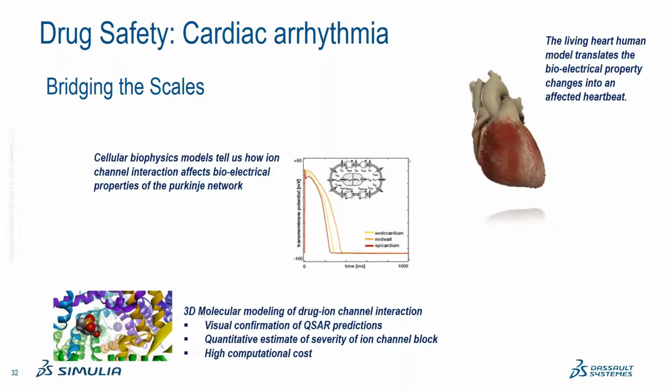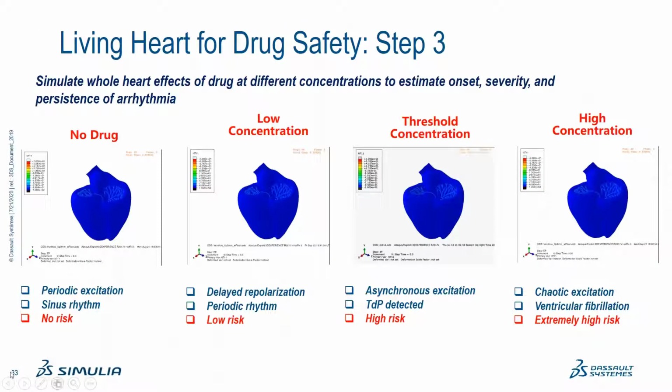This really is the cutting edge of multidisciplinary simulation. By coupling molecular modeling to characterize the interaction of a drug with an ion channel, with models that relate those ion channel changes to their effect on the bioelectrical properties of the network in the heart that are responsible for transmitting signals, and their effects on the responsiveness of muscle fibers to excitation, and then mapping that into the living heart human model you saw on the first two slides, we can predict the effect of a drug on heartbeat.